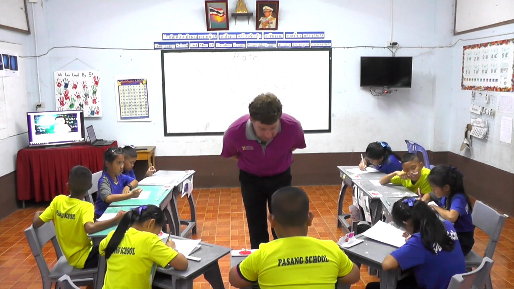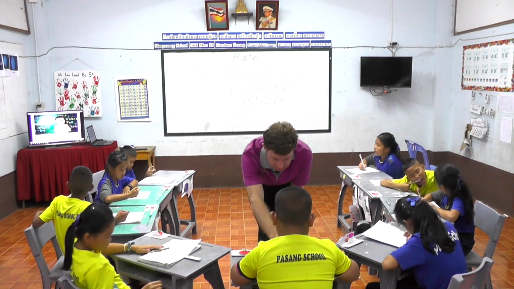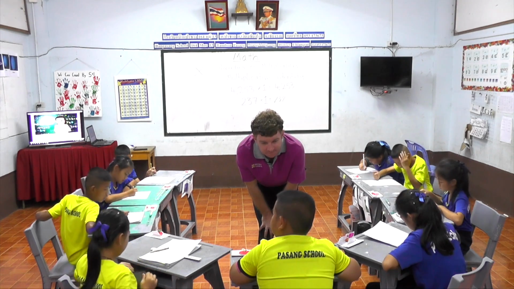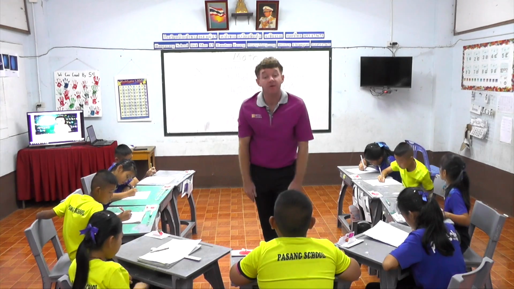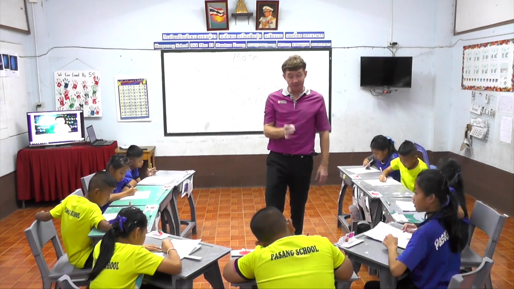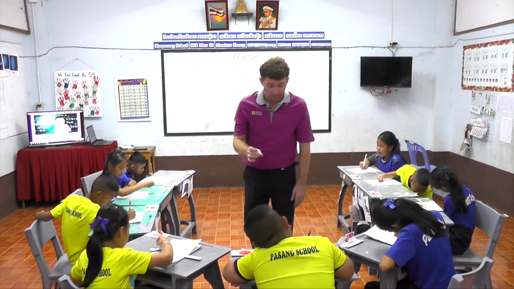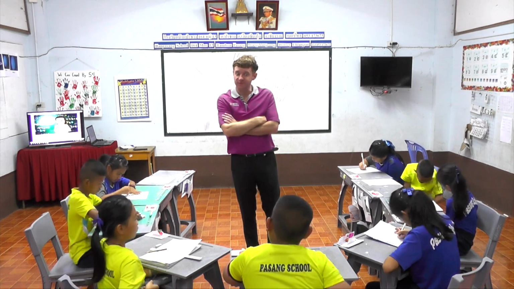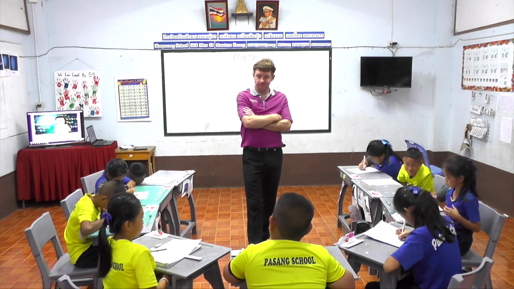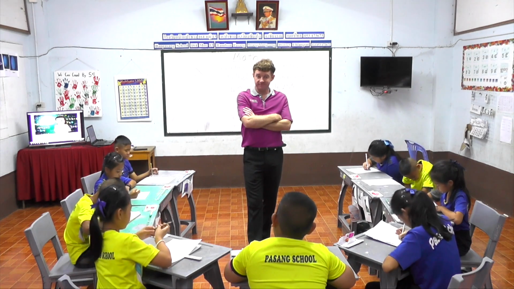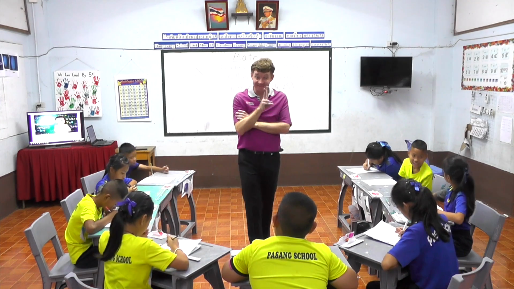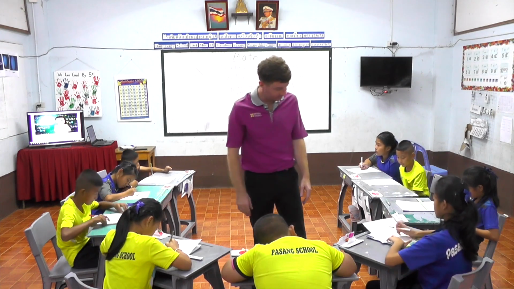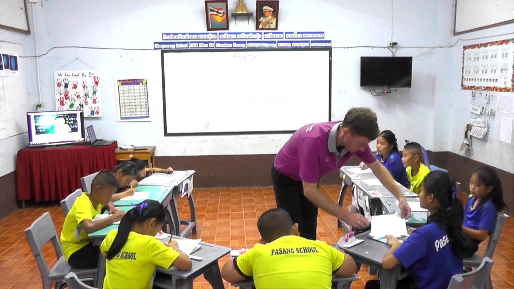So let's see next. 6 times 4. What do we think? 6 times 4, 24. Well done. 6 times 4, 24. But then, times 3. So 24 times 3, 72. And that's your final answer.